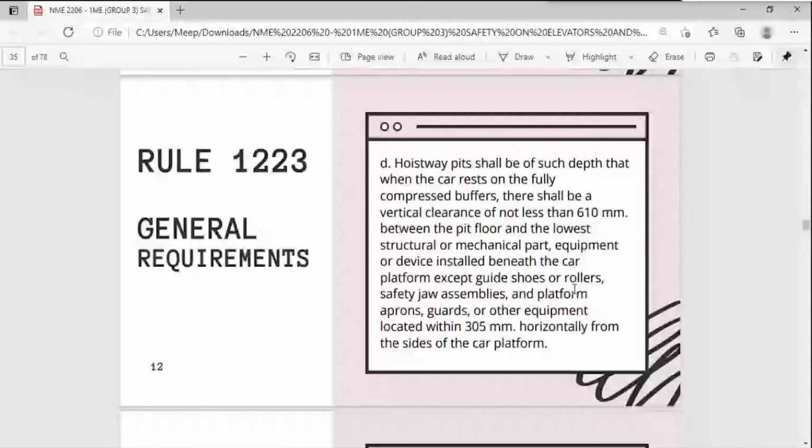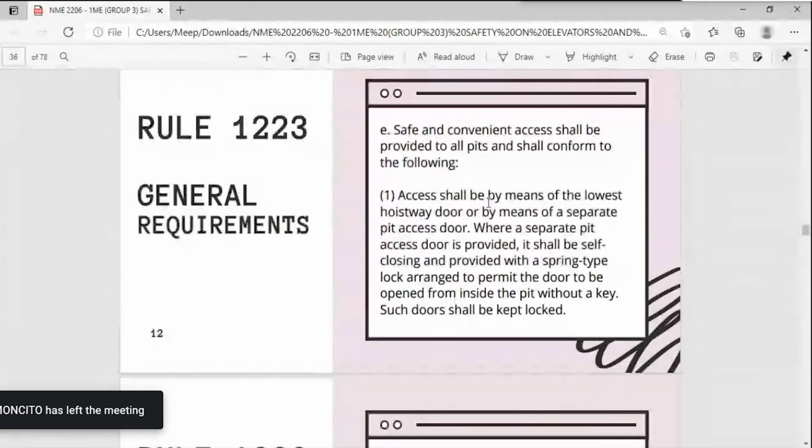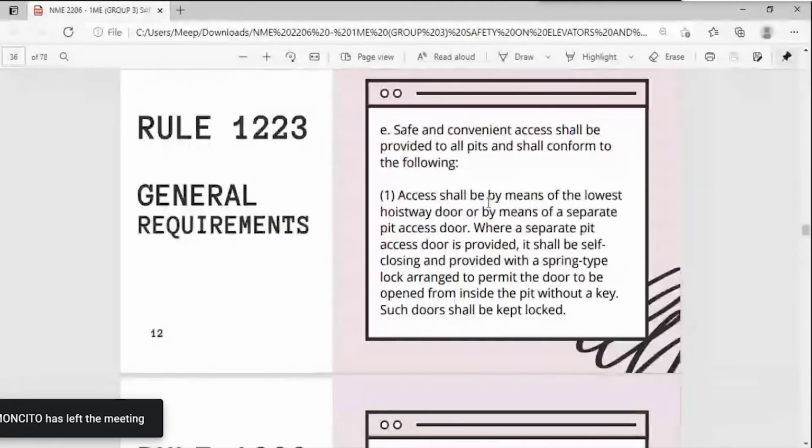Next, safe and convenient access shall be provided to all pits and shall conform to the following. Number 1, access shall be by means of the lowest hoistway door or by means of a separate pit access door. Where a separate pit access door is provided, it shall be self-closing and provided with a spring-type lock arranged to permit the door to be opened from the inside of the pit without a key. Such door shall be kept locked.